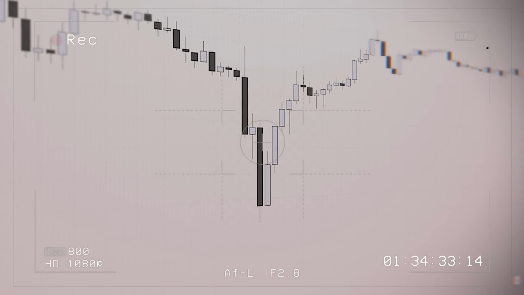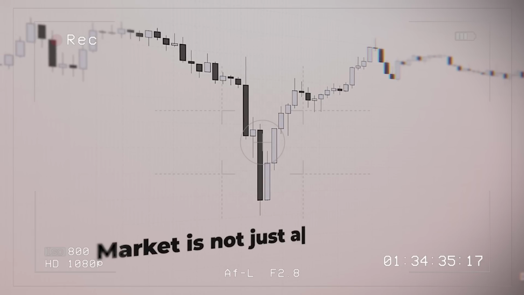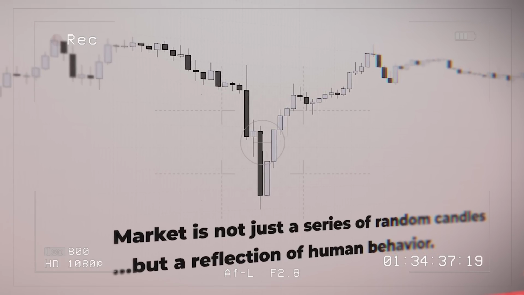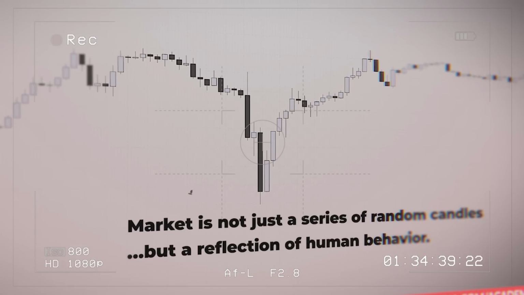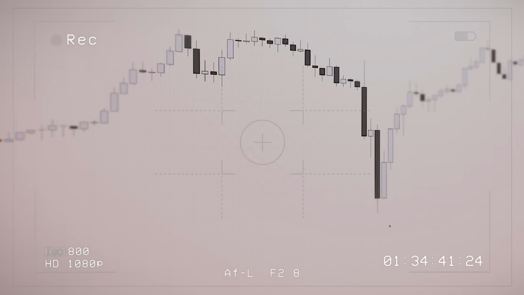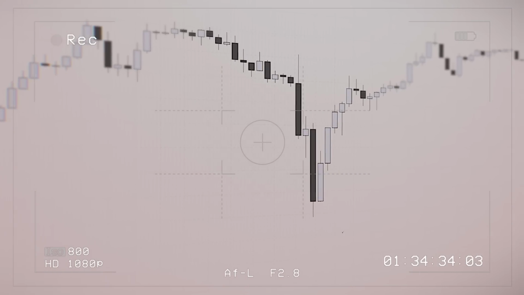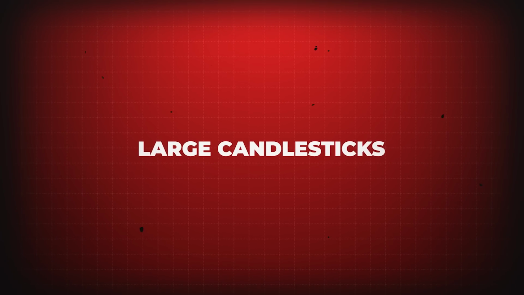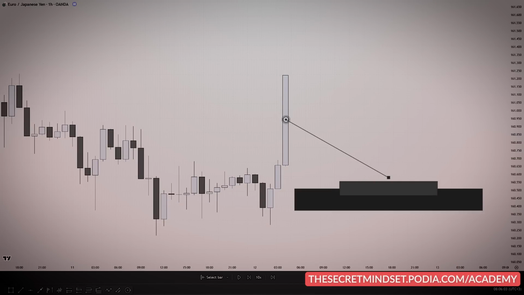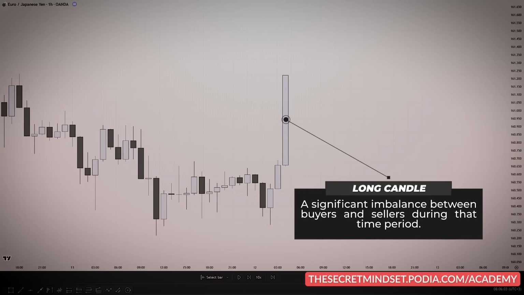Well, candlestick psychology is about understanding that the market is not just a series of random candles, but a reflection of human behavior. So let's talk about it. This is how I personally read each candle. A long candlestick, also called a trend candle, whether bullish or bearish, represents a significant imbalance between buyers and sellers during that time period. The length of the candle body reflects the intensity of this imbalance.